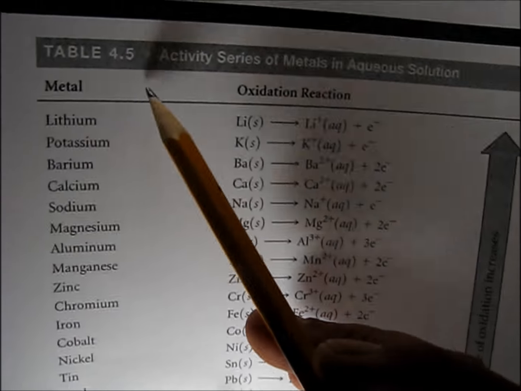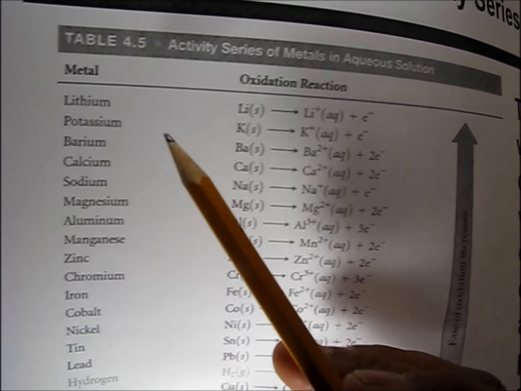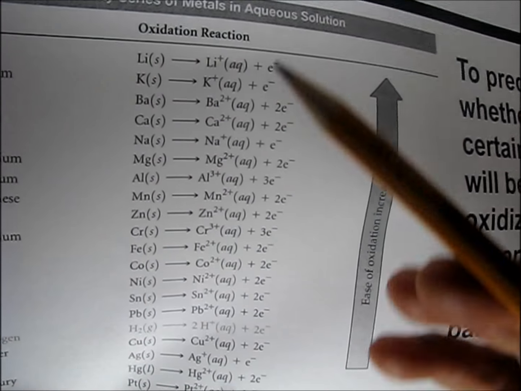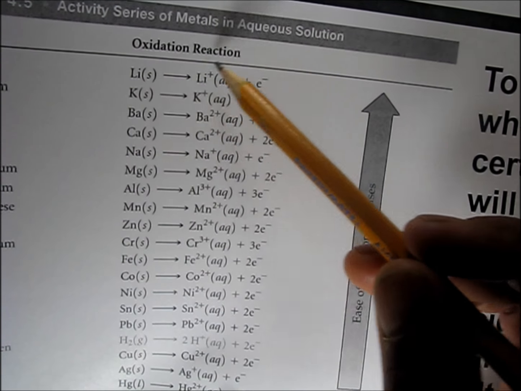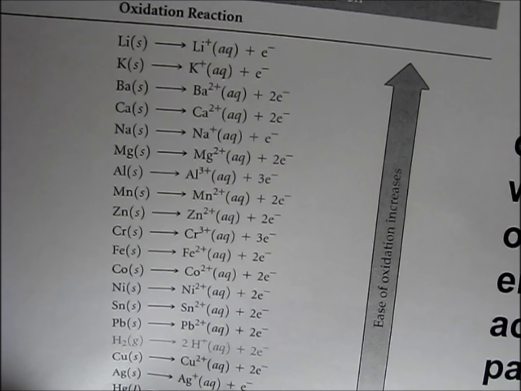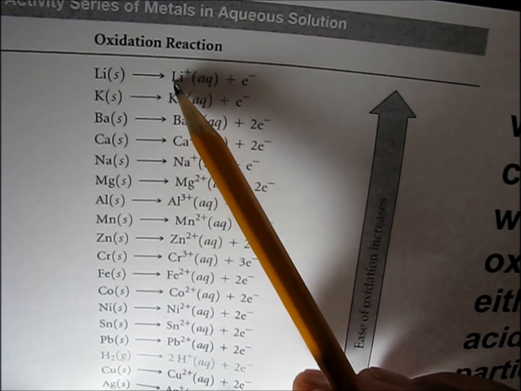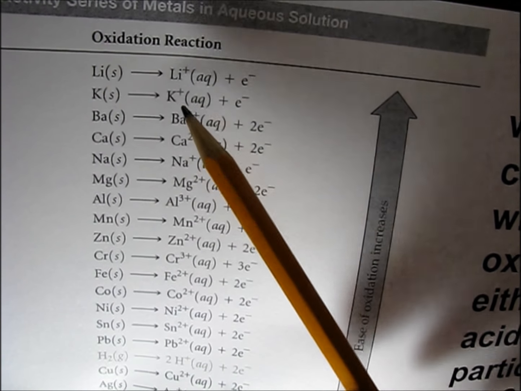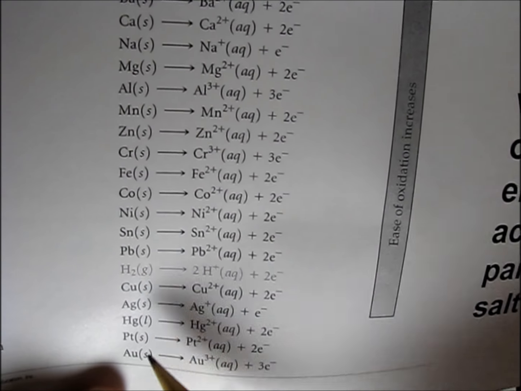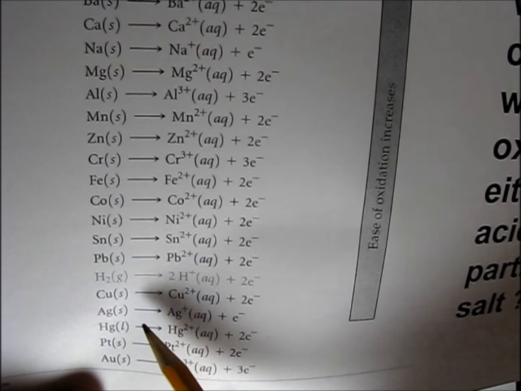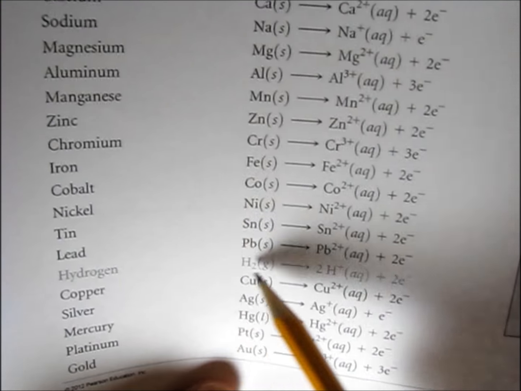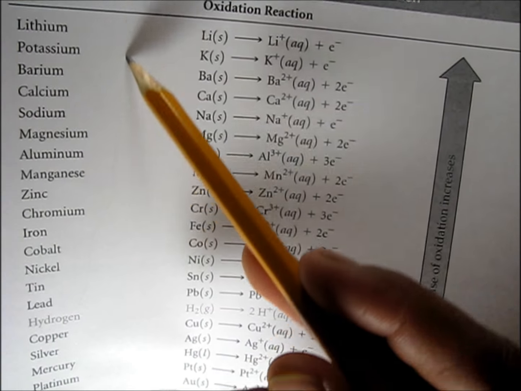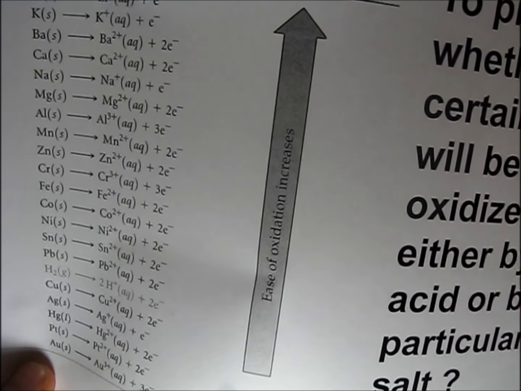You can see this series is called the activity series of metals in aqueous solution, and certain metals are listed here, each in the form of an oxidation reaction. Lithium solid is losing one electron to become lithium plus. Potassium solid is losing one electron and becomes potassium ion. And then gold, platinum, mercury. Here hydrogen is also written. This is kind of a boundary line: hydrogen, then below the hydrogen line, and above. We'll explain more.